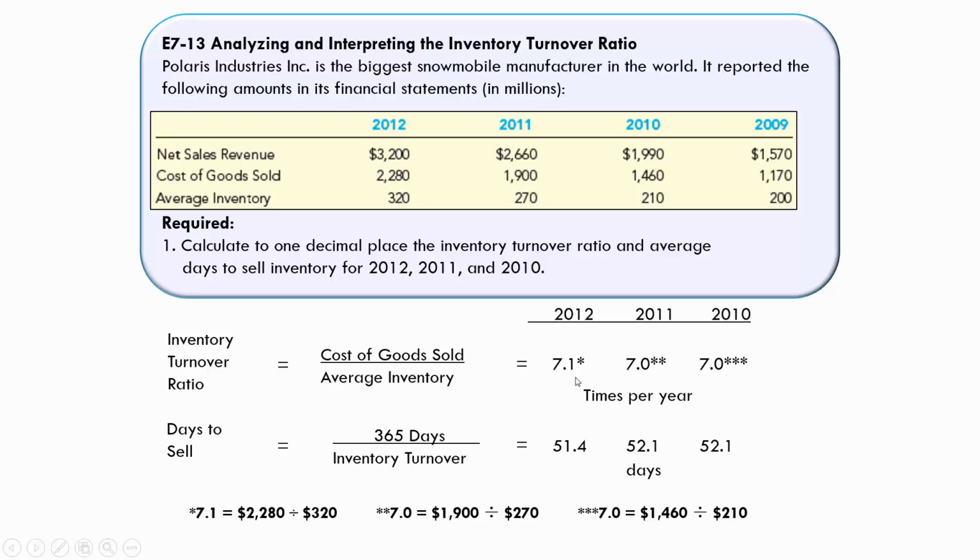7.1. Okay, and if you need to see where the numbers are coming from, they also show us down here what the numbers are. So inventory turnover is 7.1 times in 2012. In the previous years it was 7 times per year. We can say this is fairly steady. The other thing is days to sell. In 2012, it's taking slightly fewer days to sell, and that's a good thing.